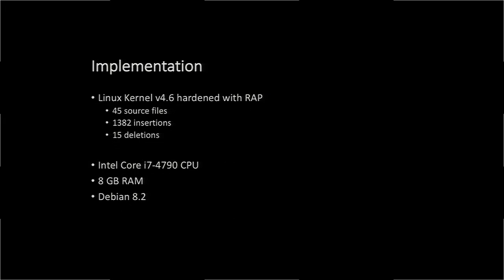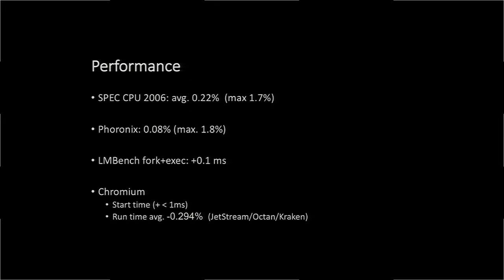We implemented ptrand for Linux kernel version 4.6 and enabled return address protection, so the CFI for the Linux kernel, and evaluated it on an i7 with Debian as a base distribution. For our performance evaluation, we used SPEC to evaluate CPU intensive benchmarks. And as it comes as no surprise, we don't see any overhead here.